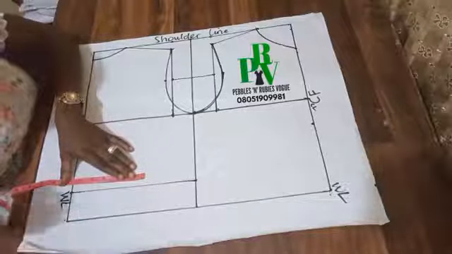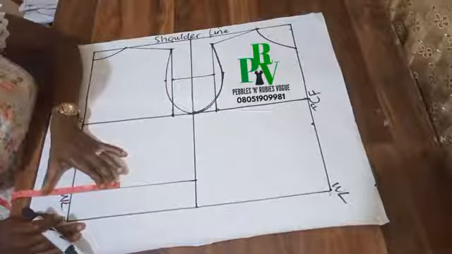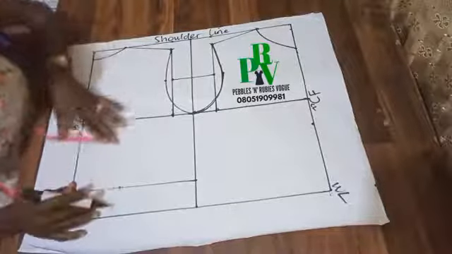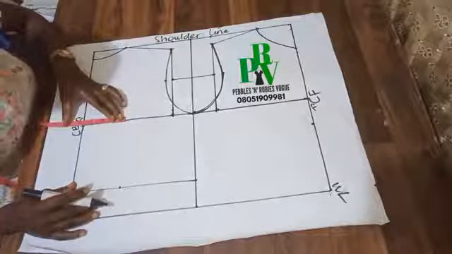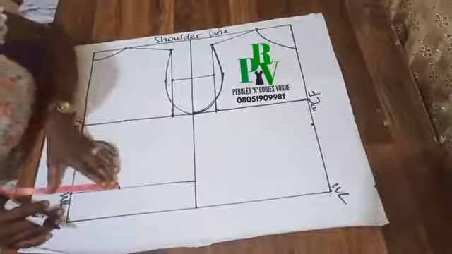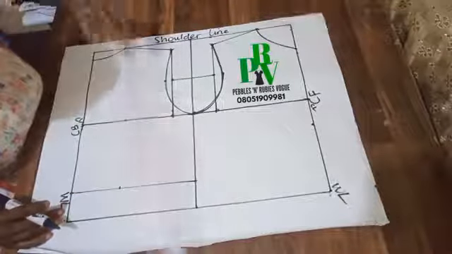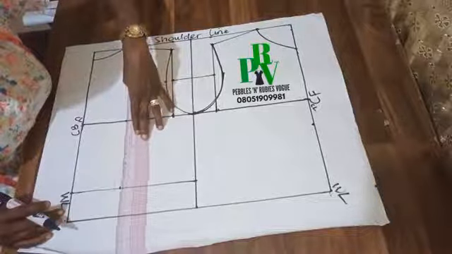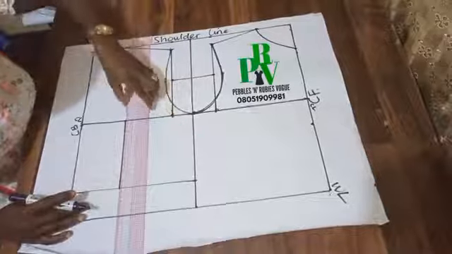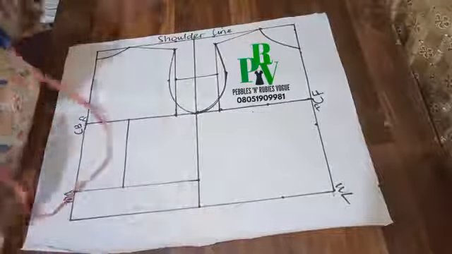So the 7 inches divided by 2 is what I'll be taking here. So 7 divided by 2, I'll mark that. From my center back, I'm marking 3.5 inches. That is 7 divided by 2. So I'm going to draw a vertical line at that point. Alright, so I'll come to the front block.